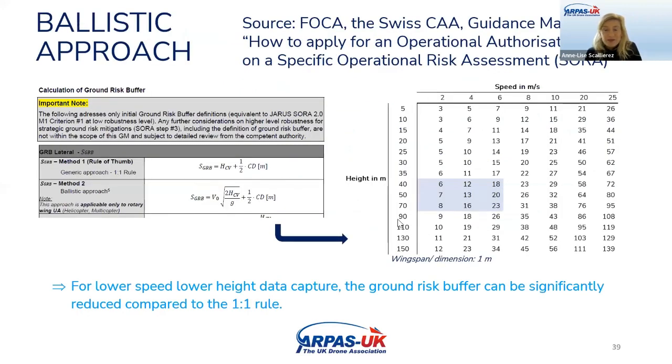Two seconds on that example of a ballistic approach. That little extract on the left-hand side is an extract from the FOCA guidance material on how to apply for an operational authorization based on SORA. By applying the standard ballistic formula, you see that if your maximum cruise speed during the mission is relatively low, because you're doing data capture at a low height and at a low speed, then the ballistic approach provides a ground risk buffer which is probably much lower than the 1:1. If I take an example, if you fly at 50 meters at 4 meters per second, that means 13 meters through the ballistic approach, as opposed to 50 meters through the 1:1 methodology.